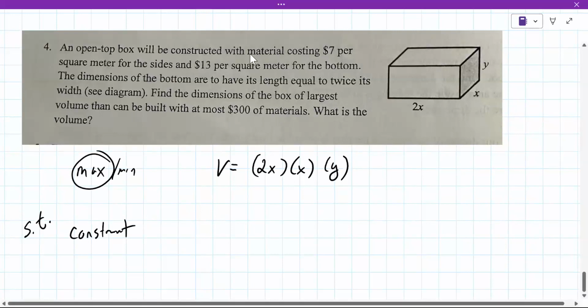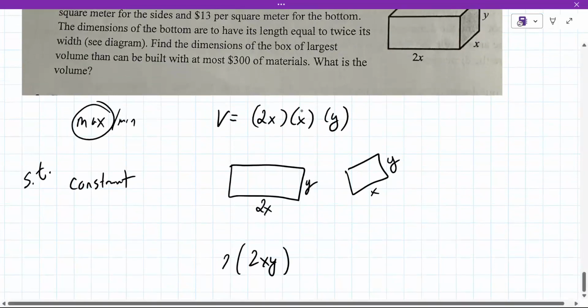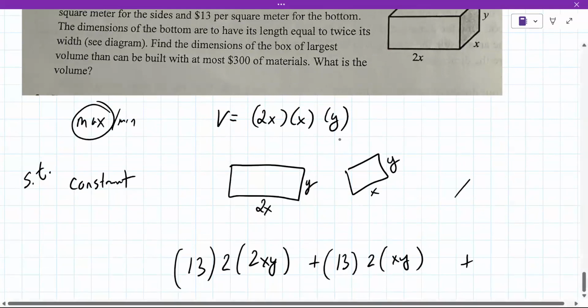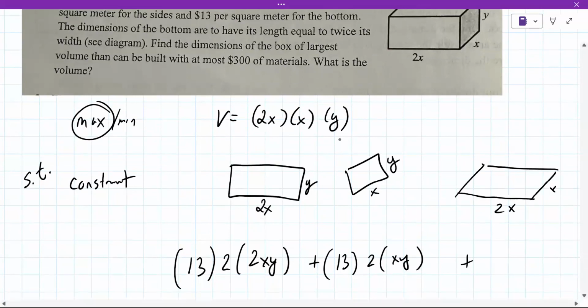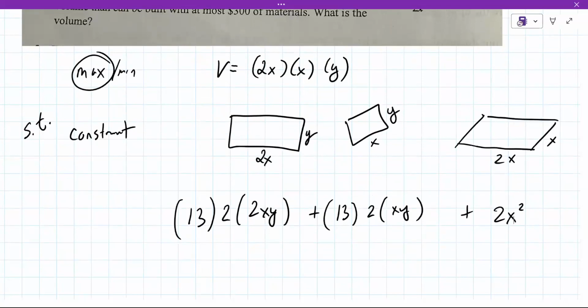So the side, you can use $7. There's a front and a back, and a right and left. So the front is 2x times y, and the right is x and y, but you got two of them. So it's 2xy, but there are two of them, plus xy, but there's two of them. And those are $13 times each of those. That's the lateral area around the box. Then you have to add to it, you've got a base. So that'd be 2x squared. You only got one of those, but the cost of that is the 13.